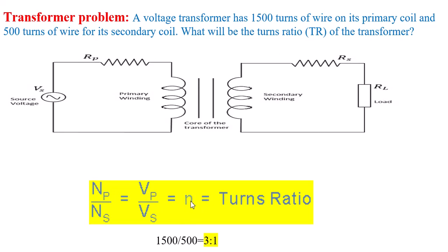In some cases they give the turns ratio and some primary winding, and they ask you to calculate some other thing, like the secondary turns. That is very easy if you remember this formula. How to remember this formula? The trick is very clear.